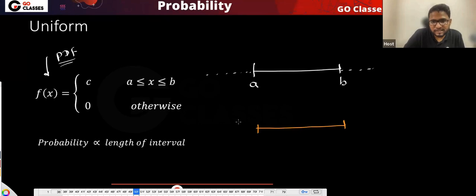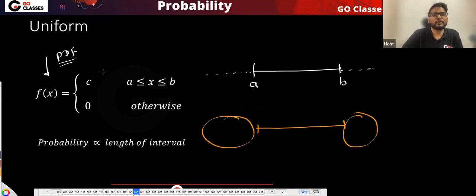Since the PDF is 0 outside, the probability there is 0, right? If PDF is non-zero, then the probability will be obviously something. But if PDF is 0, then there is no density function here, so I will not be getting any sample from there. You're getting my point? If you draw samples from this distribution, you will be getting all the points in between A to B.